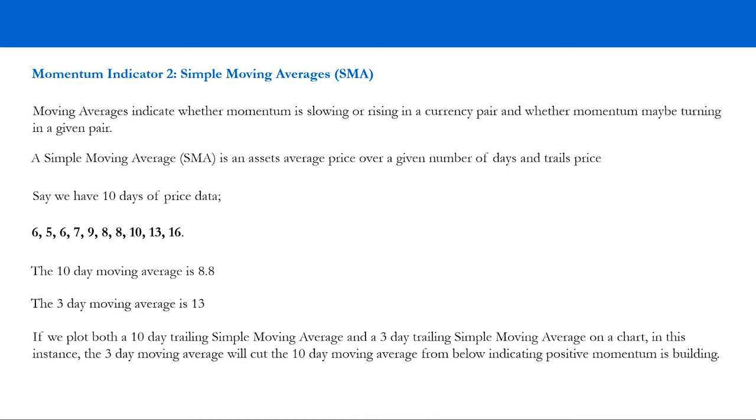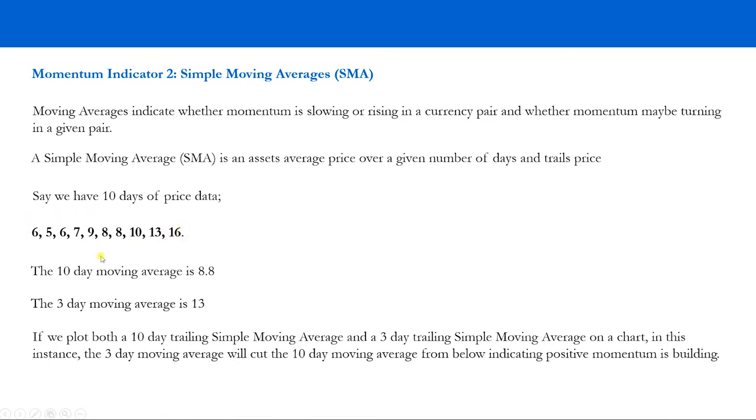Moving averages overall indicate whether momentum is slowing or rising in a currency pair and whether momentum might be turning in a given pair. A simple moving average, or SMA, is an asset's average price over a given number of days, and it actually trails the real price. So let's say, for example, we have 10 days of price data where a currency pair trades at 6, 5, 6, 7, 9, 8, 8, 10, 13, 16.